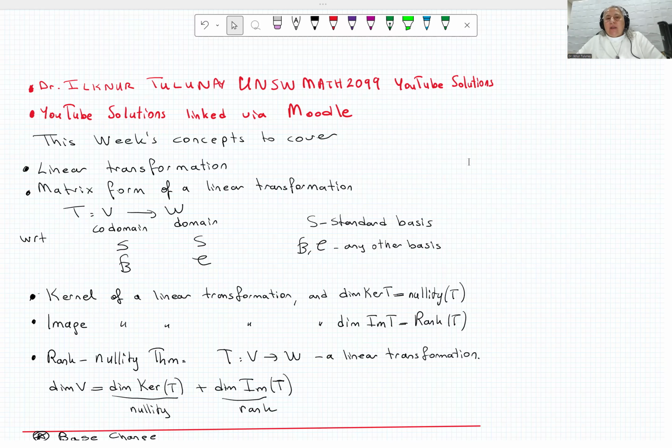Hello, everybody. This video is to explain what a base change is from one basis to another basis of a vector space. Also, if you have a linear transformation, what is the matrix form of the linear transformation with respect to different bases, how to calculate it, how to find it, and what the relations are. This is all about that.